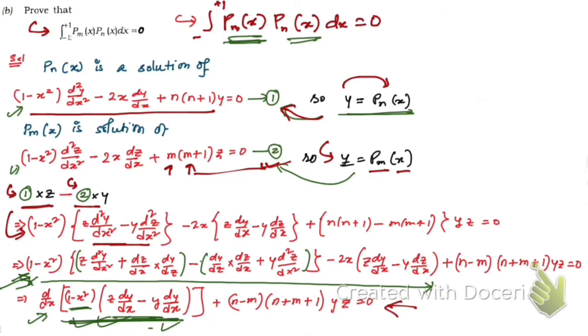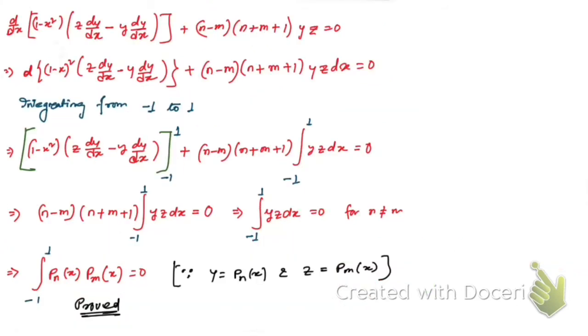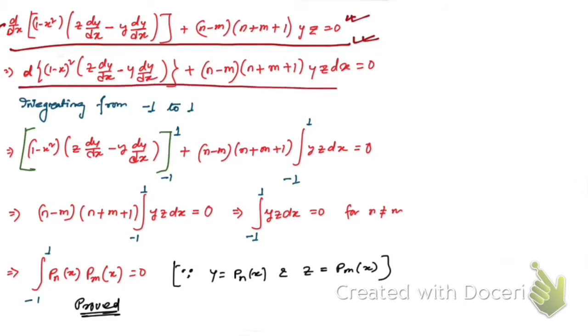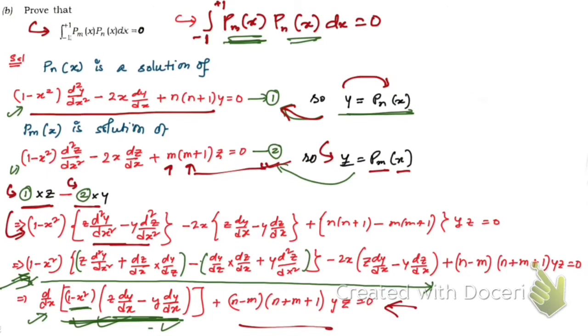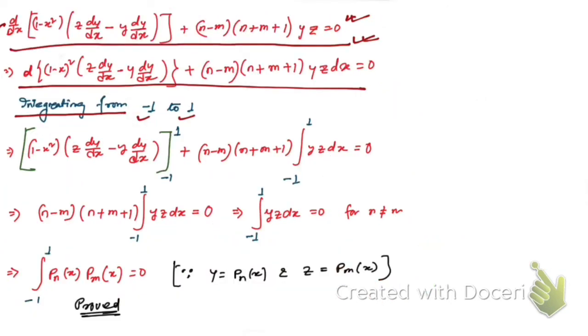Now let me write this equation on a new slide. I'm writing the same equation on the new slide again. This is the result we have got at the end. Then we have multiplied both sides by dx, on this side and on the right hand side as well, so we have got this result. Now we integrate from -1 to +1. Why -1 to +1? Because we are to prove that this integration from -1 to +1 is equal to 0, so that's why we have integrated from -1 to +1.